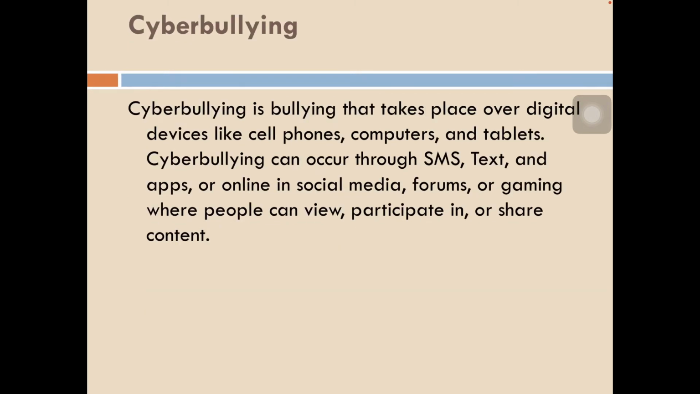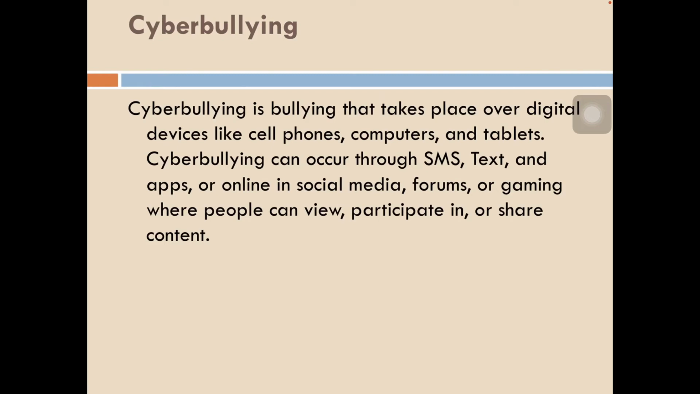Next term, which comes under the unethical practices, is cyberbullying. Cyberbullying is bullying that takes place over digital devices like cell phones, through SMS, text, and apps, or online in social media, forums, or gaming, where people can view, participate in, or share content. It includes saying negative, harmful, or false things about someone. It can include sharing personal or private information about someone else, causing embarrassment or humiliation.